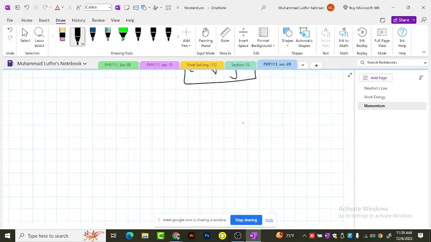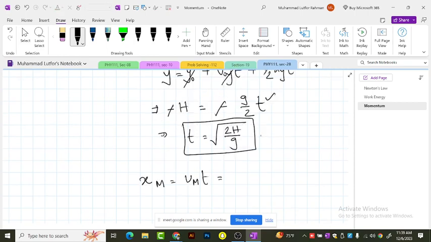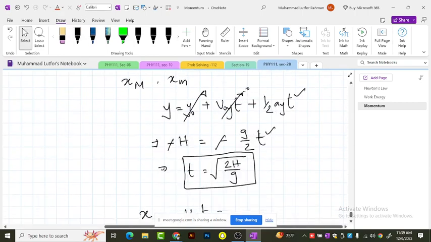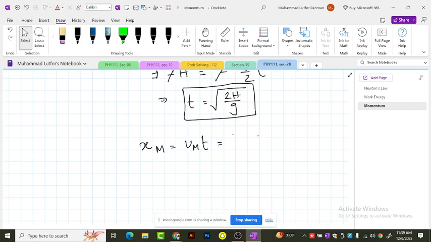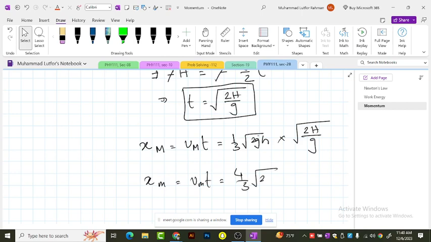Alright, now you can write, so xm, I can write vm into t, right? What is the vm? Vm actually is 1/3 root over 2gh into the t, which is root over 2h divided by g. That's the case. And for the smaller block, x is v into t, where v is actually 4 by 3 times root over twice gh, into the t.